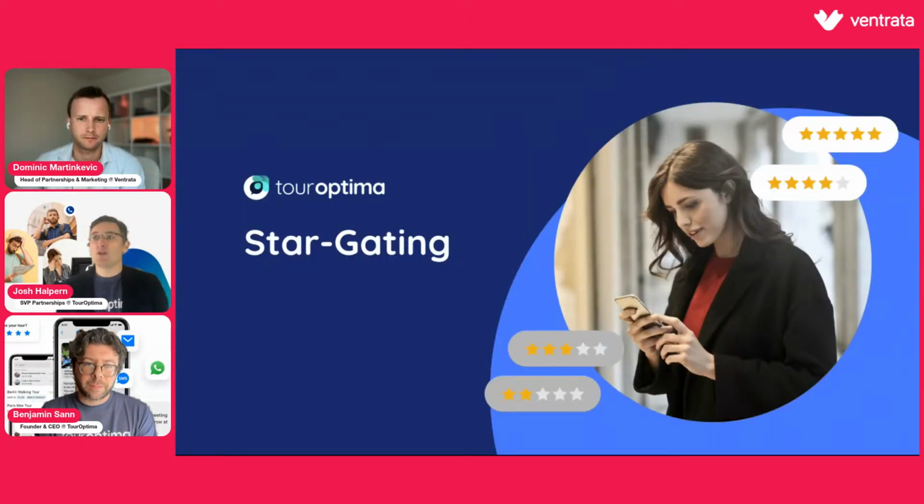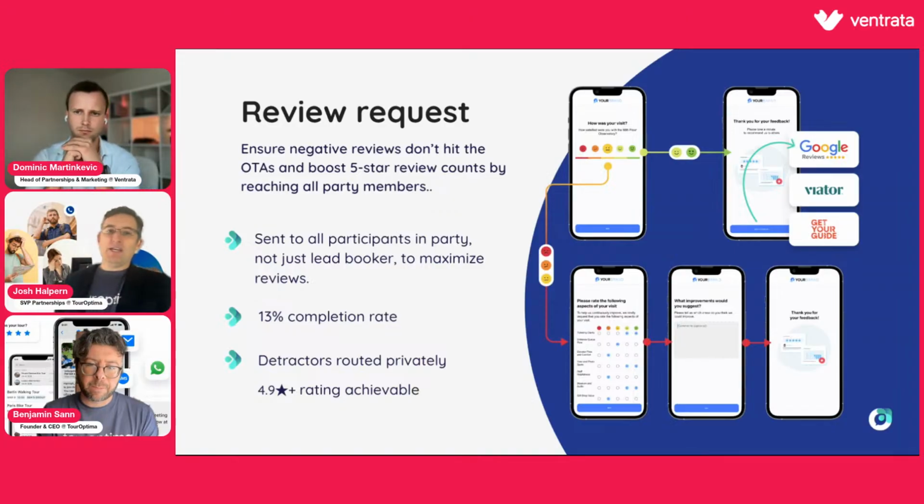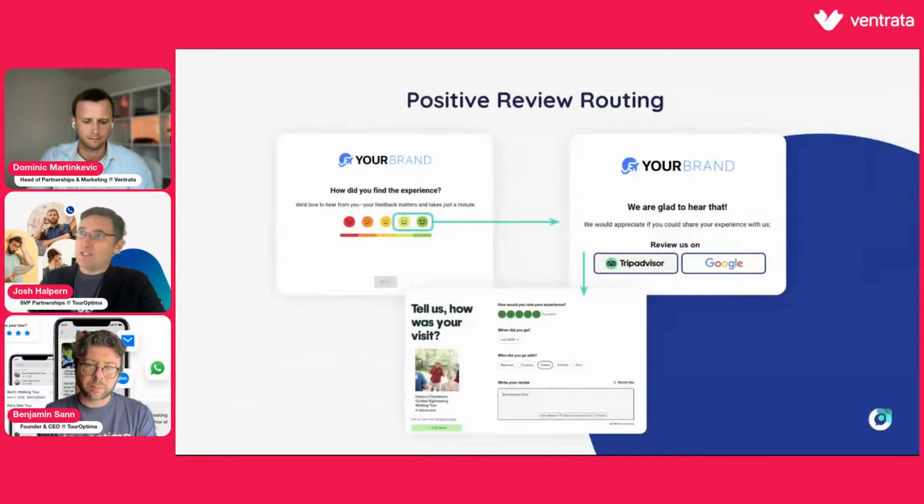Another cool tool we've launched since we all spoke last was Stargating. Stargating is the ability to filter out and understand what a person thinks before we send them with a megaphone onto Google, Viator, and Get Your Guide. So obviously, if you have a review that's positive, we can set this however you want, but we generally say 4 to 5 stars. Then we say, great, go on and tell Google, Viator, Get Your Guide, etc., all about your experience. That's the flow for positive.